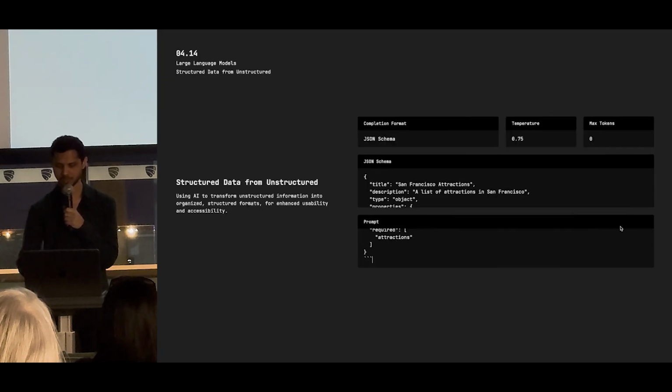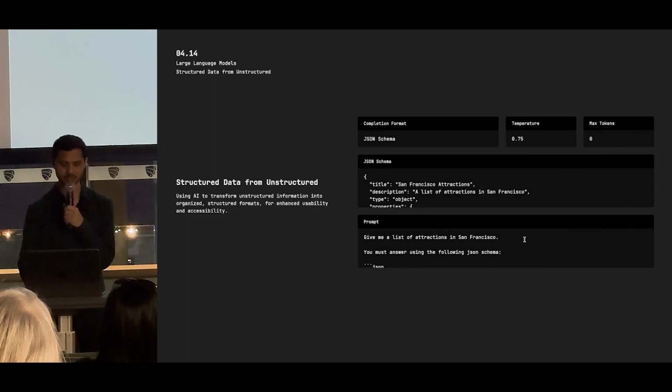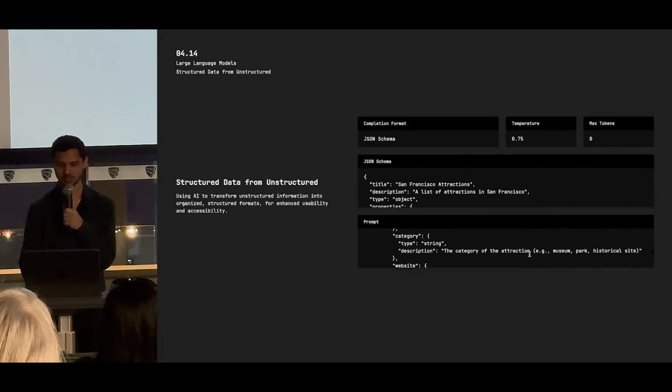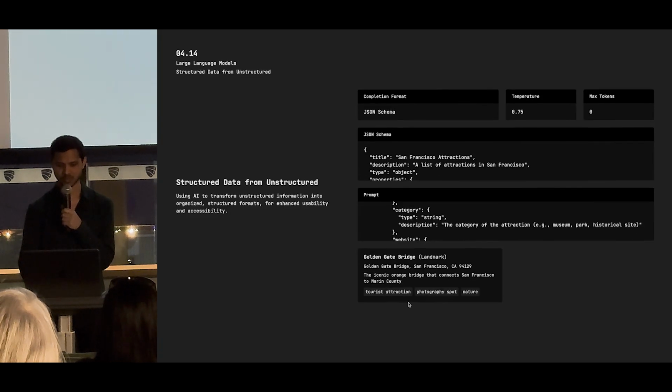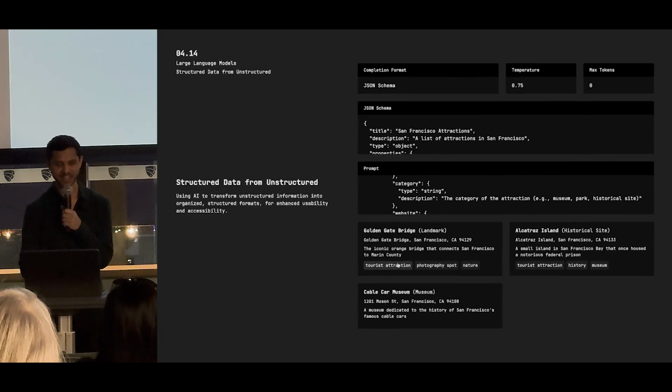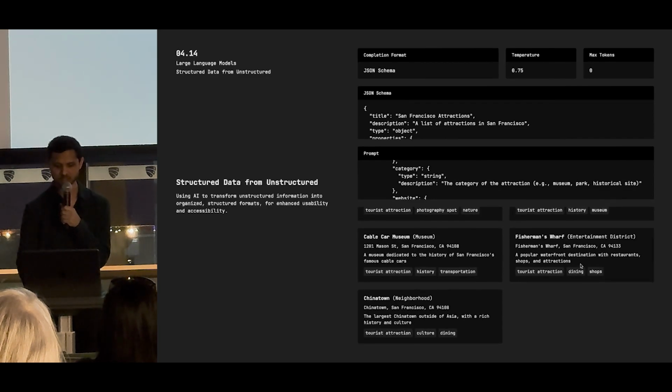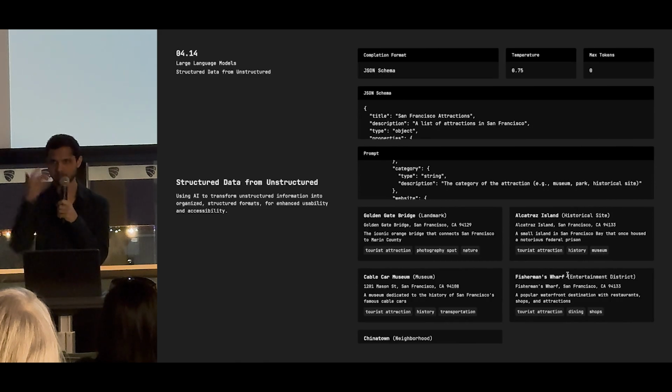Okay, so same thing with this one. I ask for a list of attractions in San Francisco, and I say, give me a list with specific details that I'm looking for: latitude, longitude, category, etc. So it gives me all this stuff, gives me some tags as well, and I was able to display them very nicely in a UI, as opposed to having to parse them by reading them.